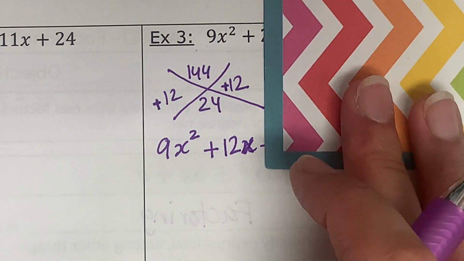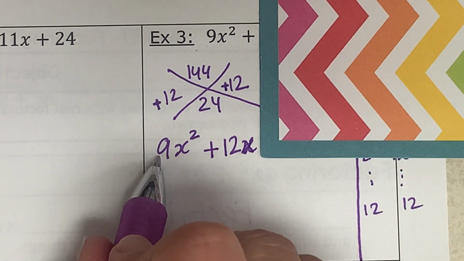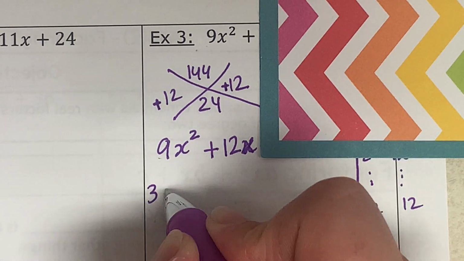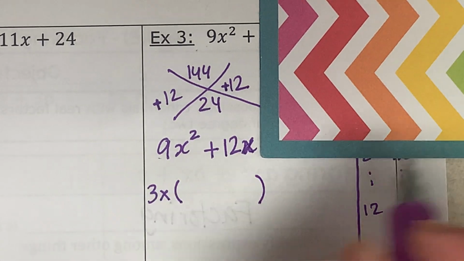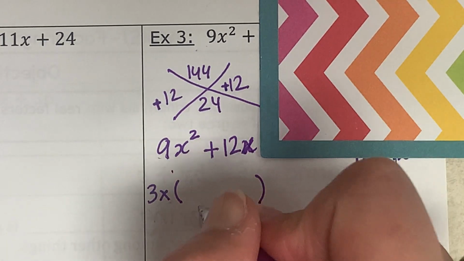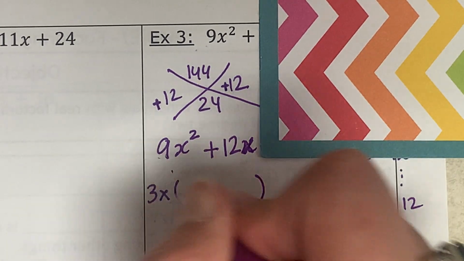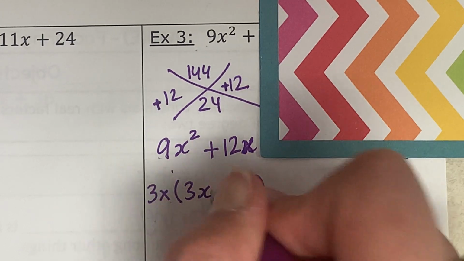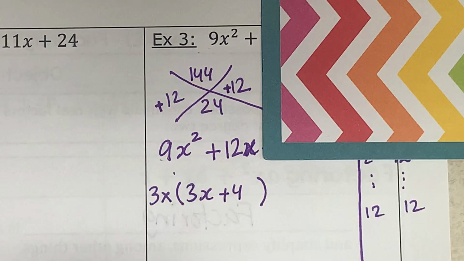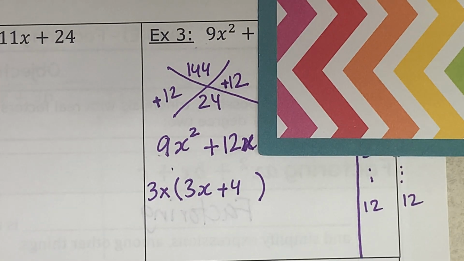So maybe hide this so you don't see it. What do I have common in here? I have 3x common. That's my greatest common factor. I have 3x common, so I'm going to divide that by 3. This time I'm just going to divide in my head. 9 divided by 3 is a 3. X squared divided by x is an x. 12 divided by 3 is a 4. X divided by x is a nothing. So there you go.